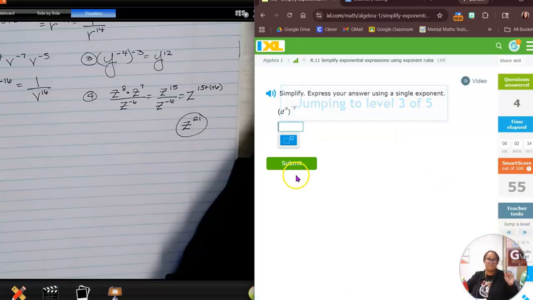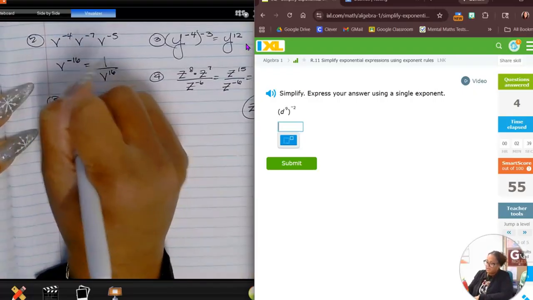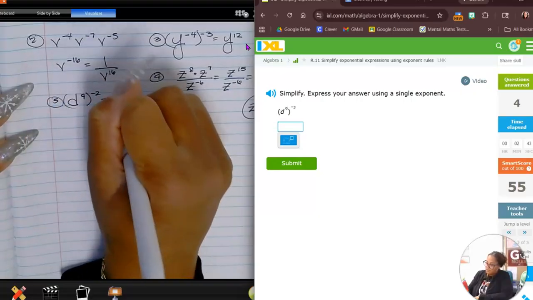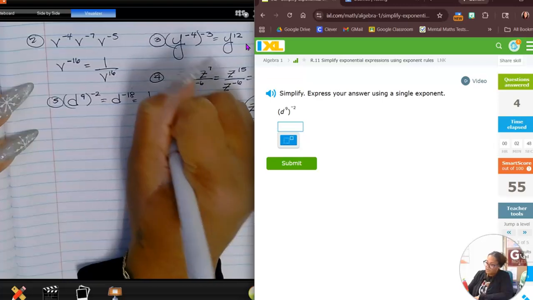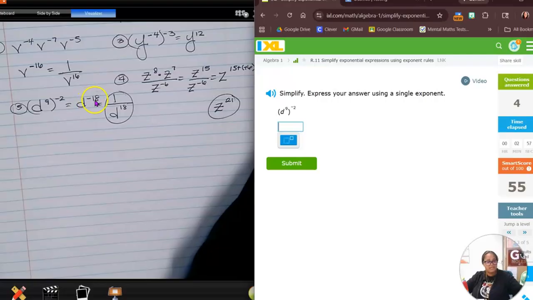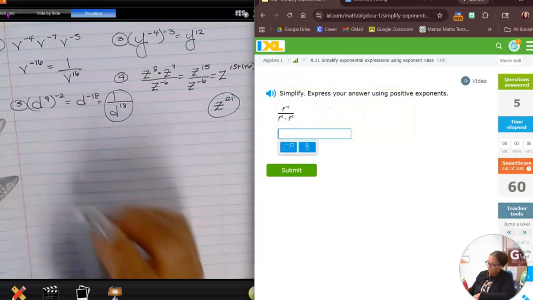Let's skip a level. I'm sure it's going to get complex-ish. D to the 9th times -2 equals D to the -18th, equals 1 over D to the 18th, because I've got to make it a denominator. But it doesn't say use a fraction, so just kidding, leave it as D to the -18th. Always read your directions as well. These are important. Okay.